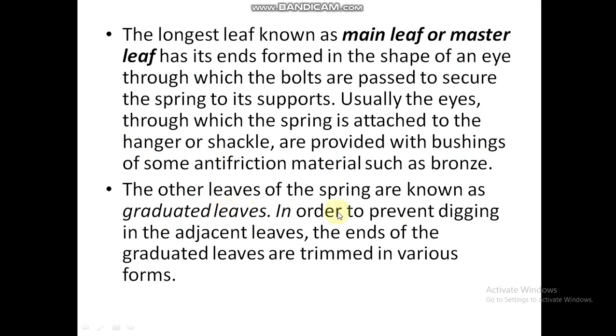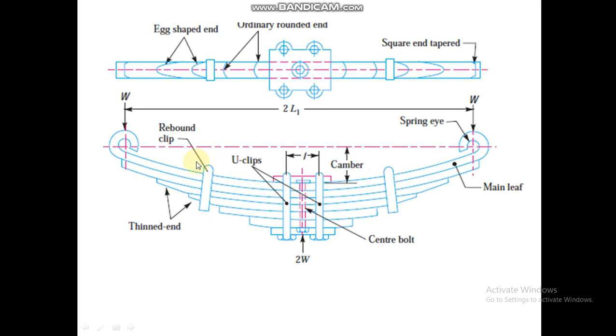The other leaves of the spring are known as graduated leaves. In order to prevent digging in the adjacent leaves, the ends of the graduated leaves are trimmed in various forms. So you can see these are graduated leaves and their ends are trimmed, given some shapes after trimming so that they don't dig into each other.